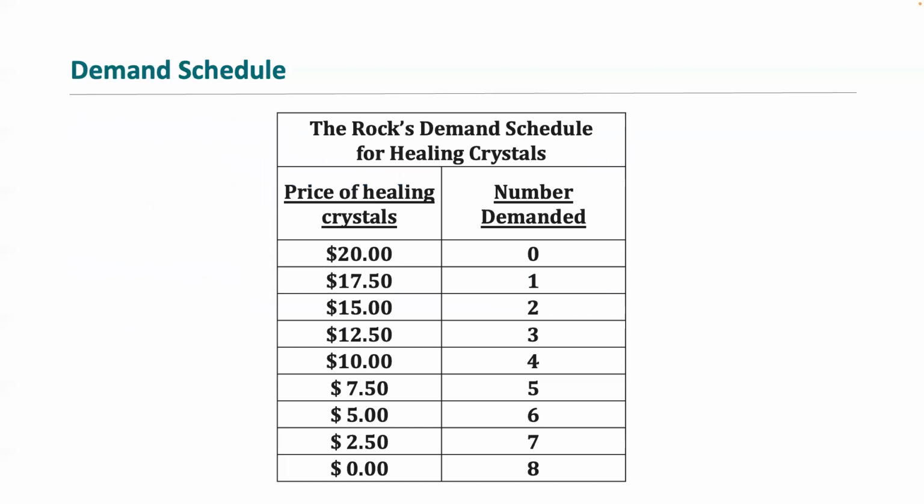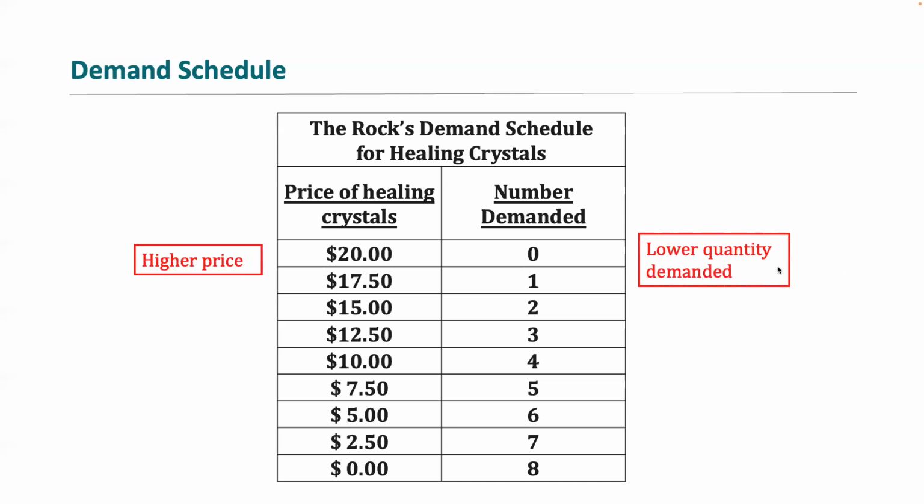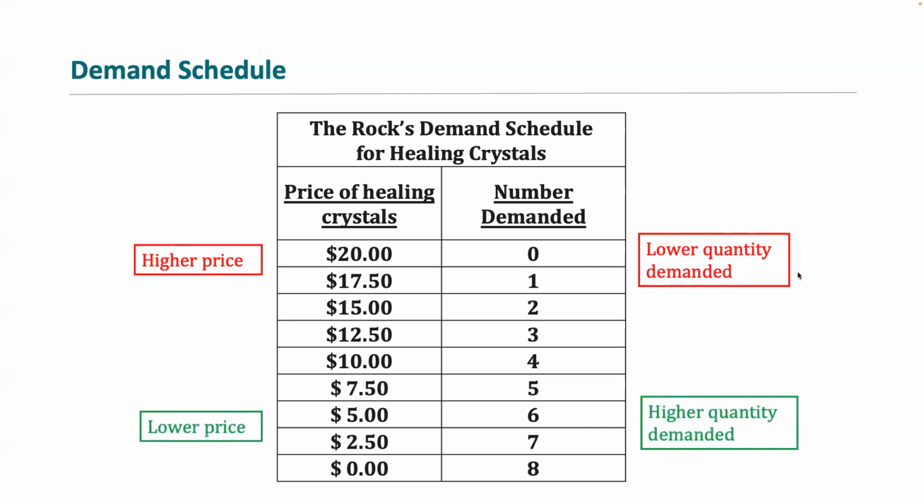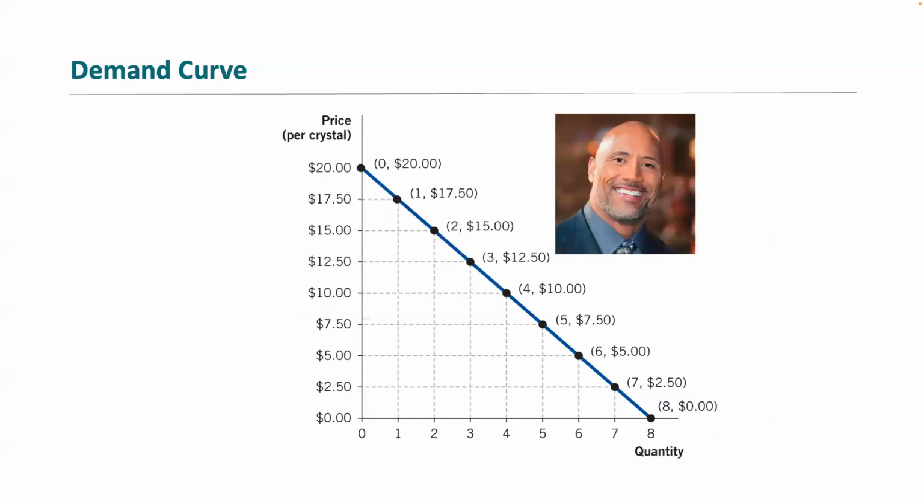First up, we want to take a look at a demand schedule. So this entire table is showing the Rock's demand schedule for healing crystals. And you can see that we have the prices of healing crystals on the left and the number that's demanded of these crystals on the right. Now, as that price goes up, fewer people want to purchase these. So there are fewer people that are demanding them. And as that price goes down, that quantity demanded is increasing. So this is going to be a demand schedule. It's just going to be kind of a table illustration of that demand.